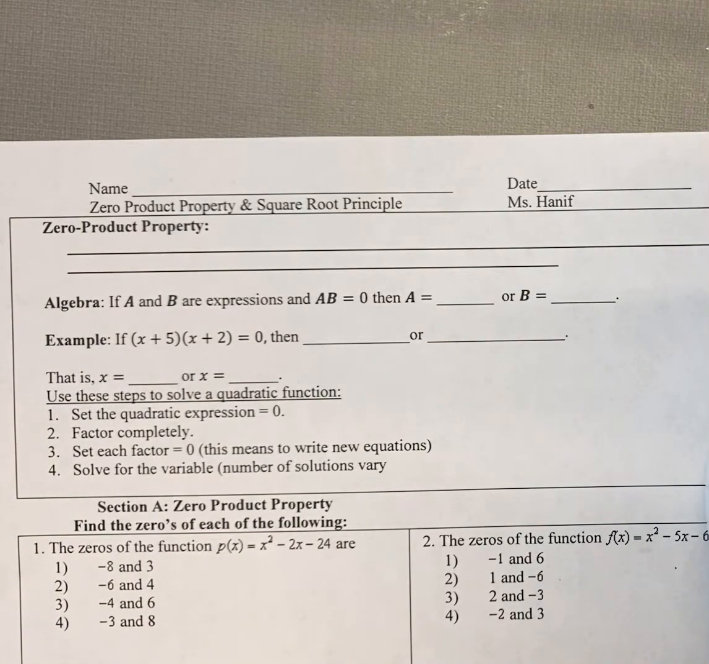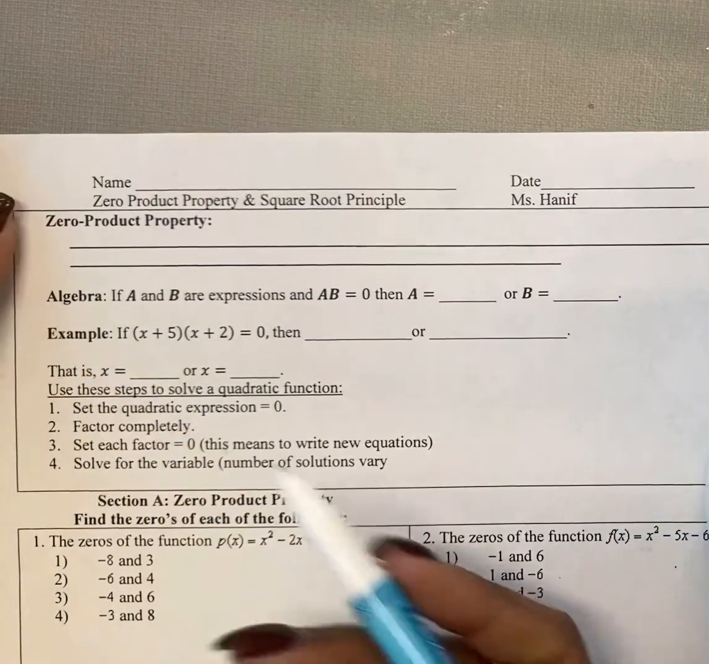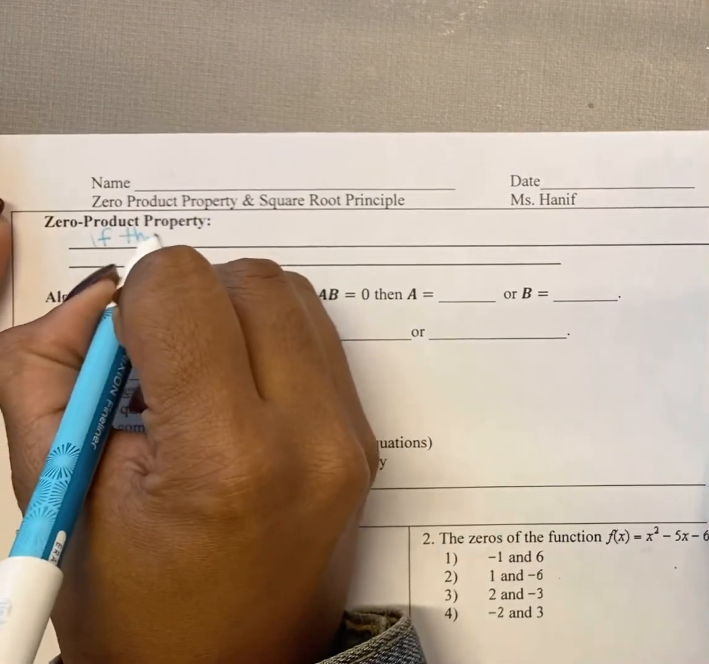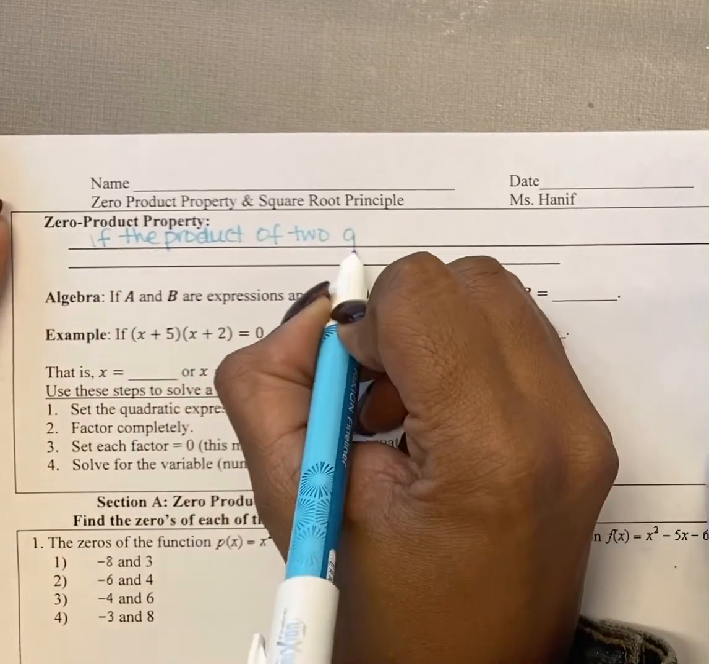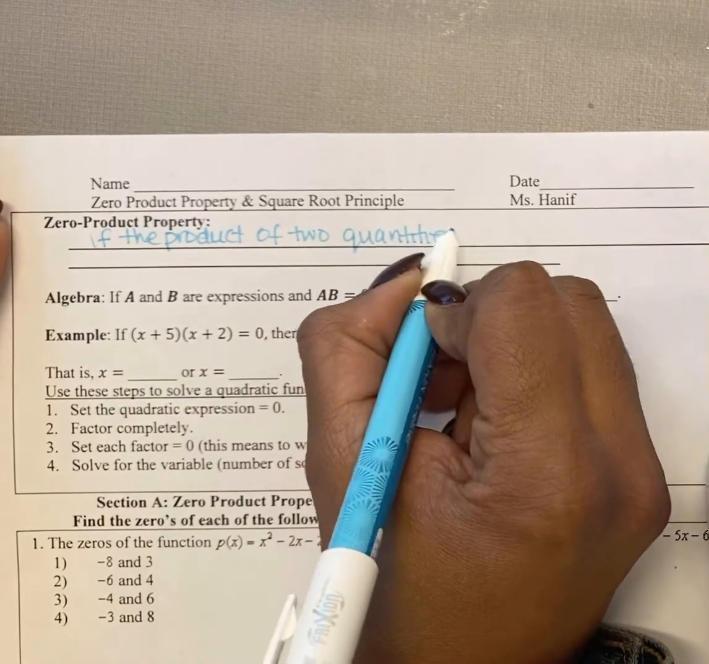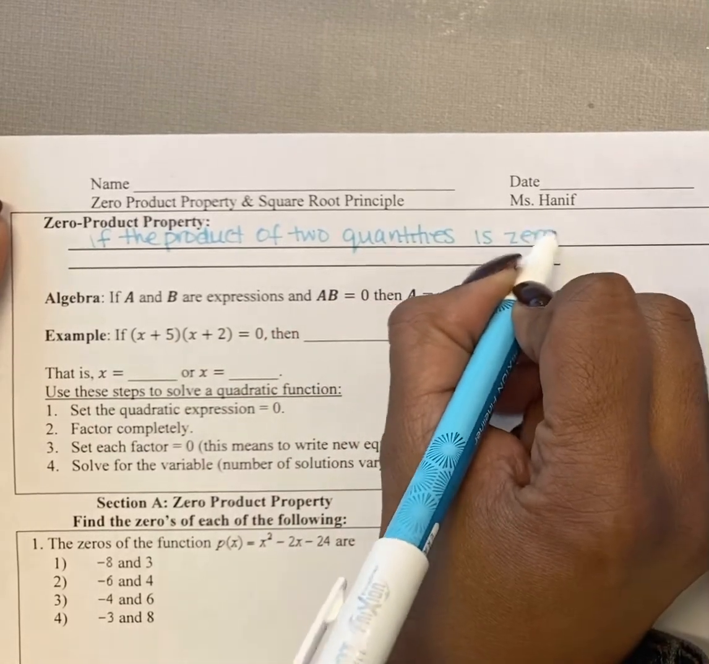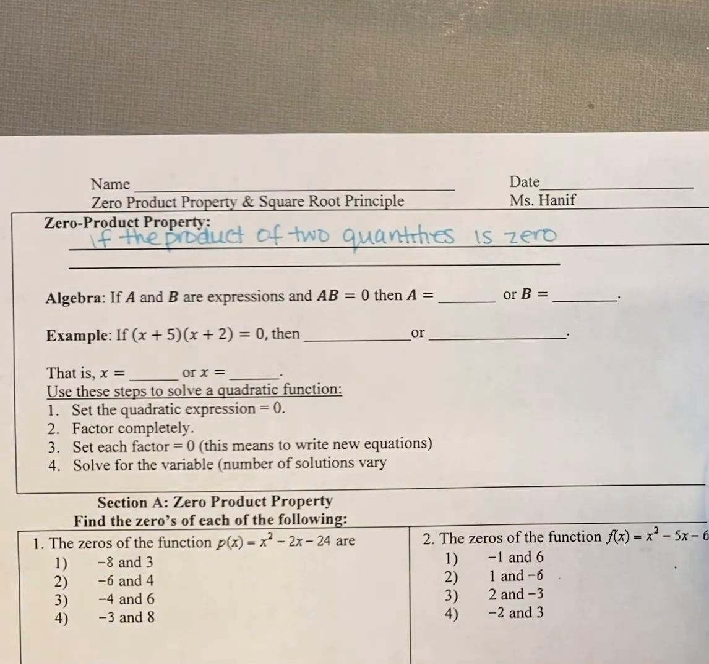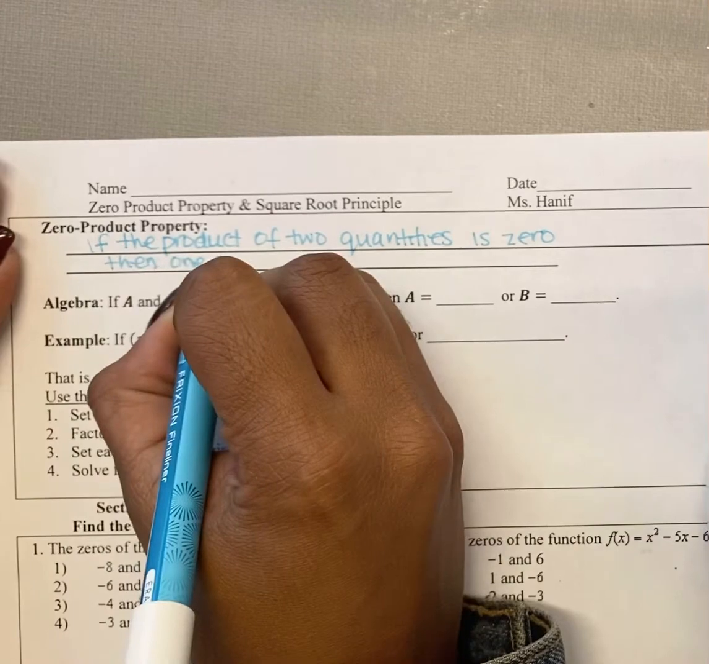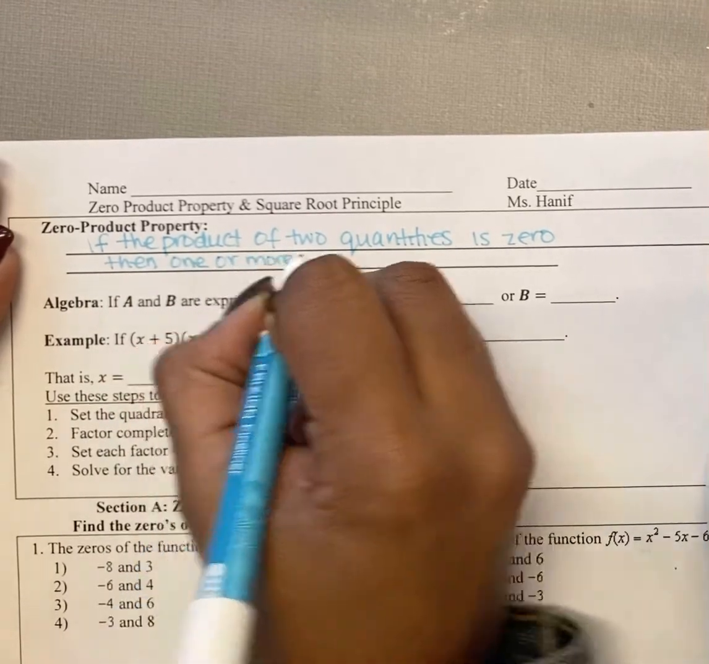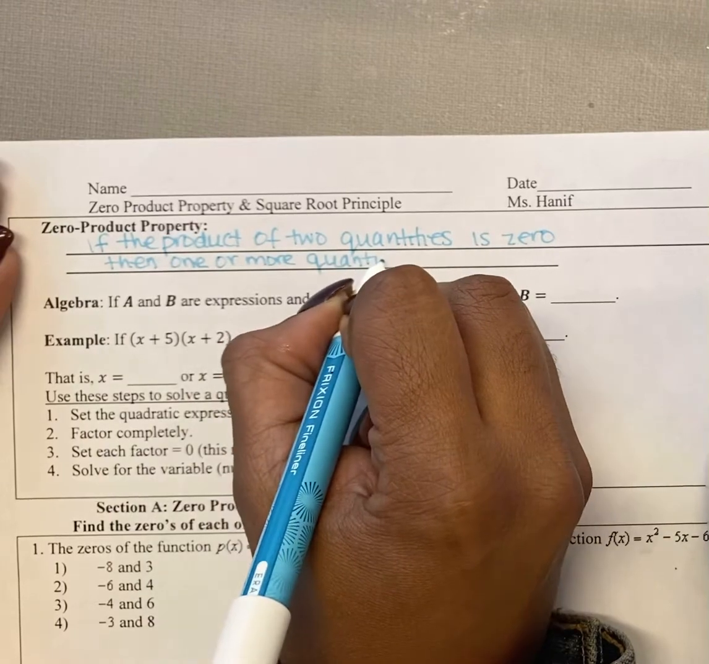Hey everyone, so this video is just an introduction to the zero product property. We'll talk about it a lot more in class over the next couple of days, but the property basically says that if the product of two quantities is zero, meaning if you multiply two numbers or two values or two variables together and the product is zero, then one of those quantities or more equals zero.